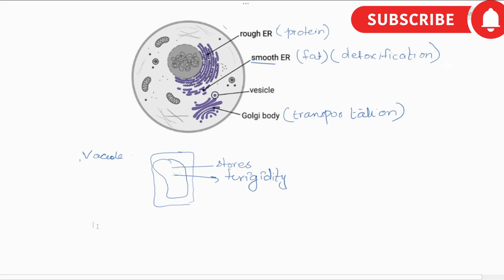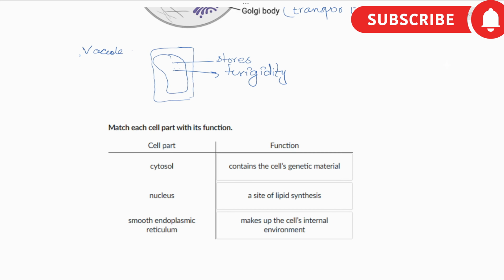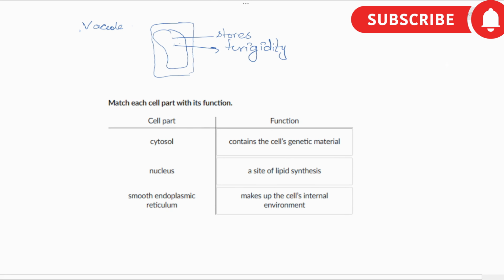Question number one: you have to match each cell part with its function. What is the function of cytosol? What is the function of nucleus? And what is the function of smooth endoplasmic reticulum? Nucleus is the first one. What does nucleus do? Contains genetic material.